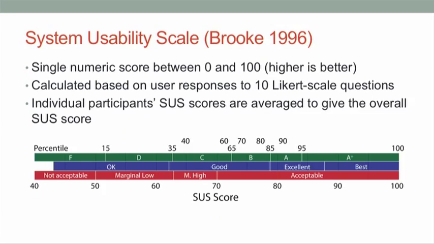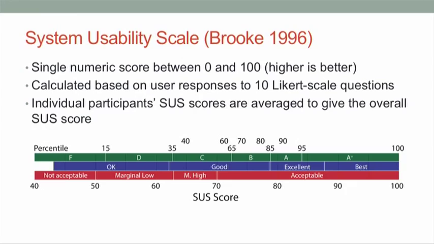It's an approach where you evaluate a system, and the end result is a number, your SUS score, between 0 and 100. It's based on the answers. When the users are done with the system, we ask them 10 questions, Likert scale questions, and we average these out, and you get a SUS score.